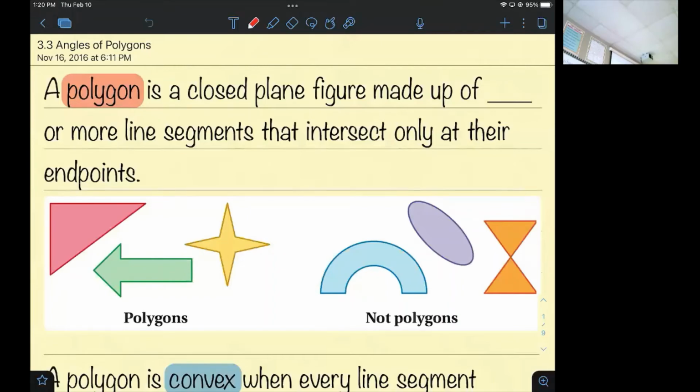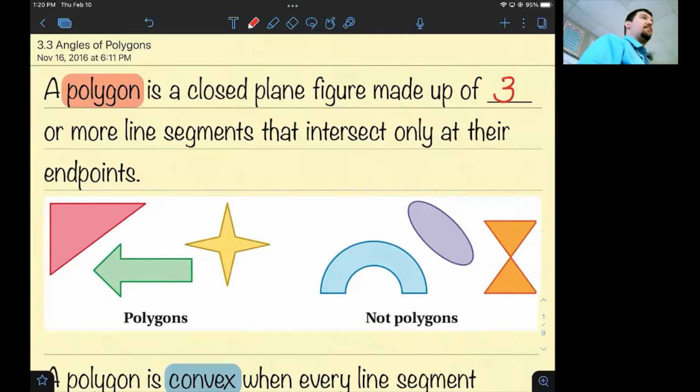All right, section 3.3. A polygon is a closed plane figure made up of 3 or more line segments that intersect only at their endpoints. Closed plane means there's no open ends. All the segments connect. There are at least 3 segments because you can't have a 2-sided polygon, because either the 2 lines don't connect, or if they do connect, they need a 3rd line to connect them. So the smallest sided polygon you can have has 3 sides.